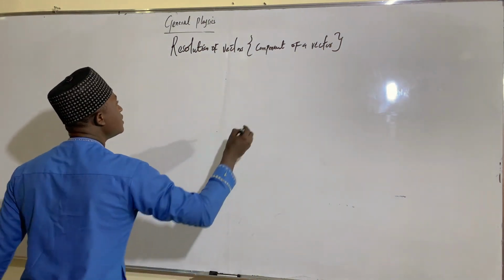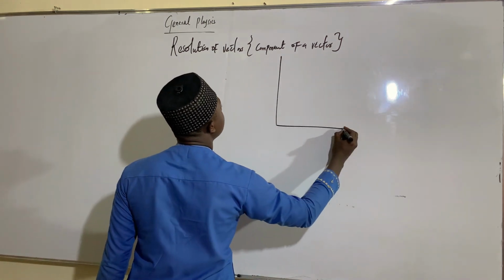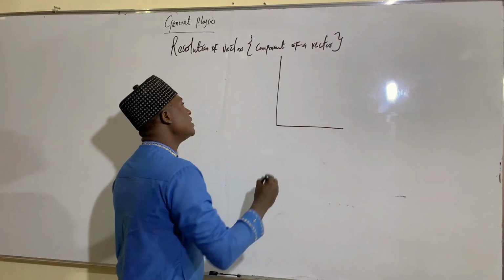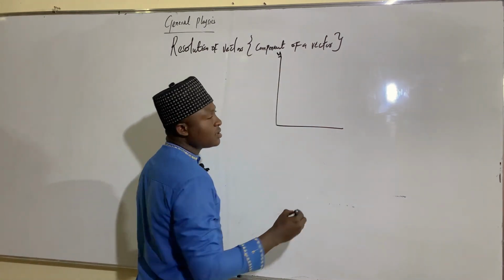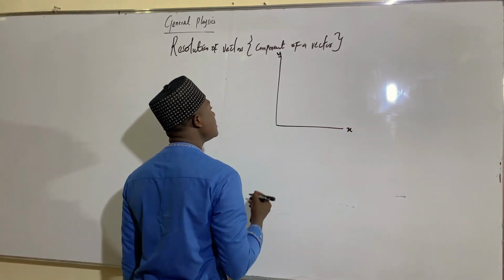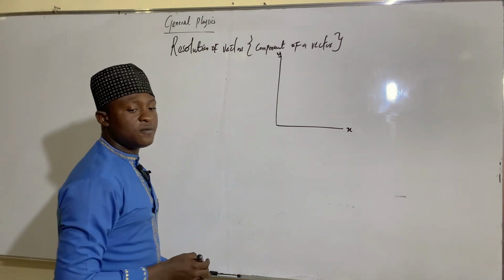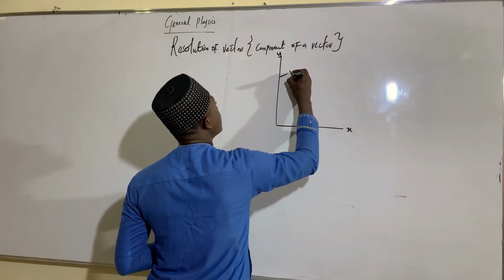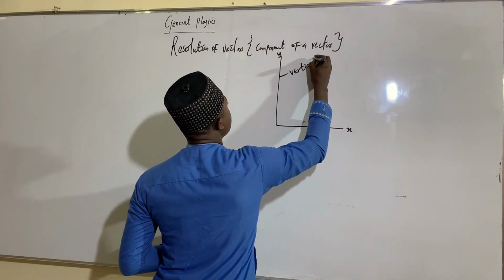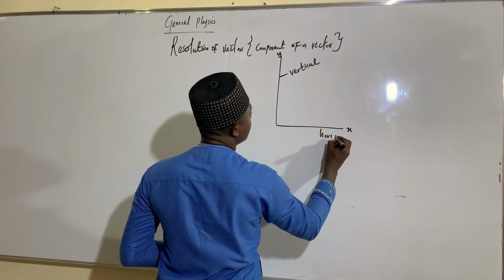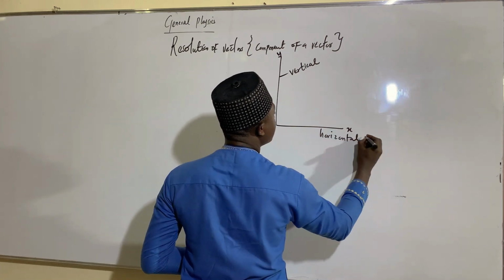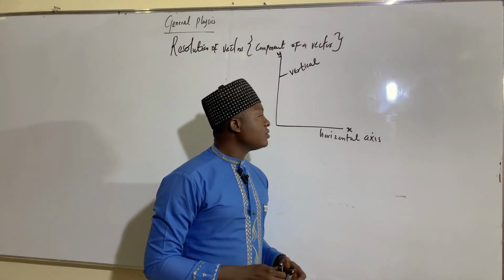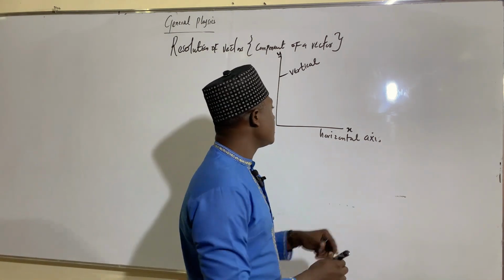Normally we have two axes. We have vertical and we have horizontal. This area is very, very important. I know this is the y-axis and this is the x-axis. So if I'm resolving a force on the vertical, we call it the vertical axis. Here we call it the horizontal axis.